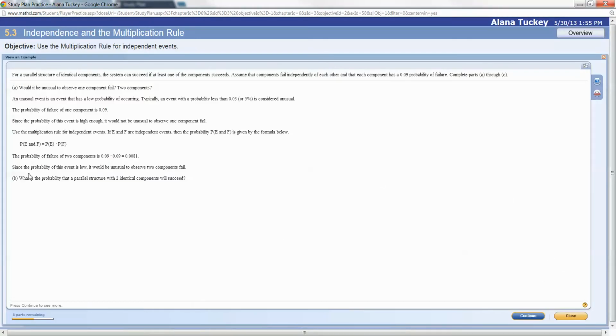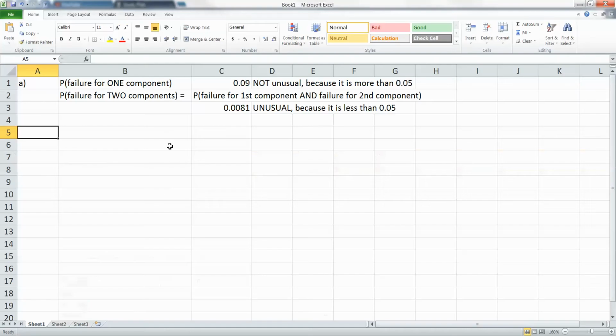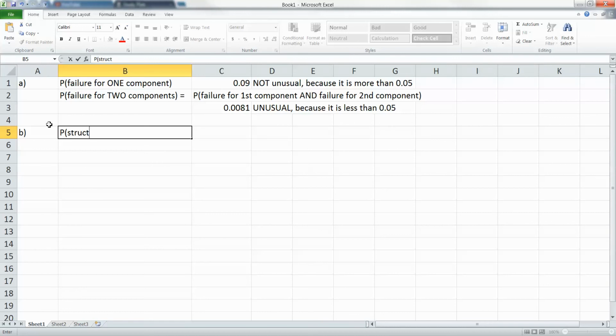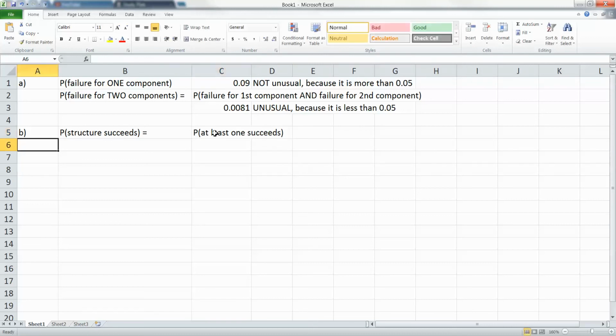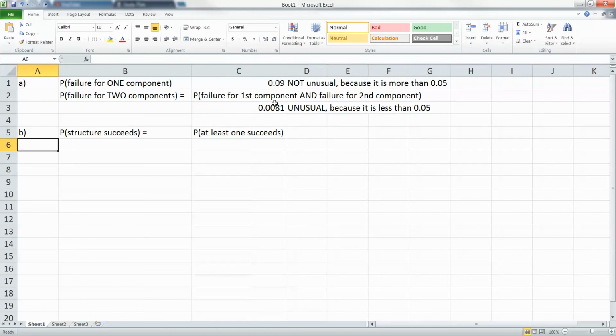All right, let's see what we want. What is the probability that a parallel structure with two identical components will succeed? Oh, okay. So remember, to succeed, you need at least one of them. So let me bring that up. Part B: we want the probability that the structure succeeds, that something gets lit up on this Christmas tree. That's equal to the probability that at least one of them succeeds, because they said if at least one thing succeeds, then the structure succeeds.